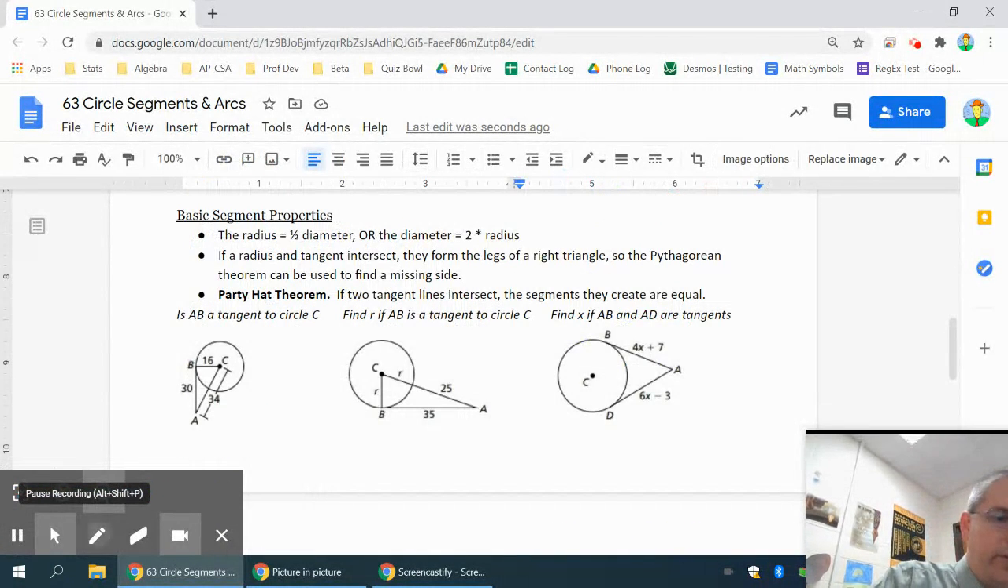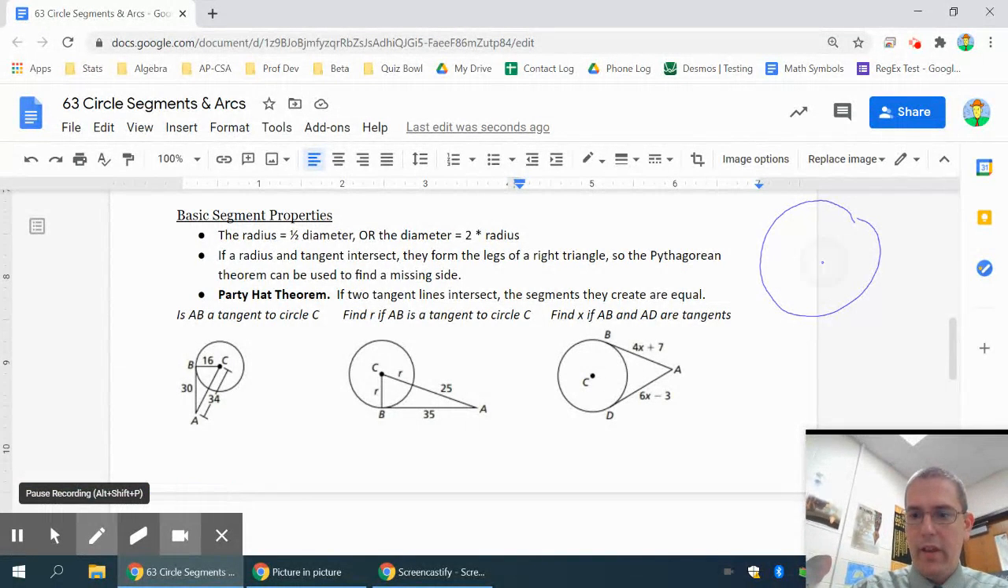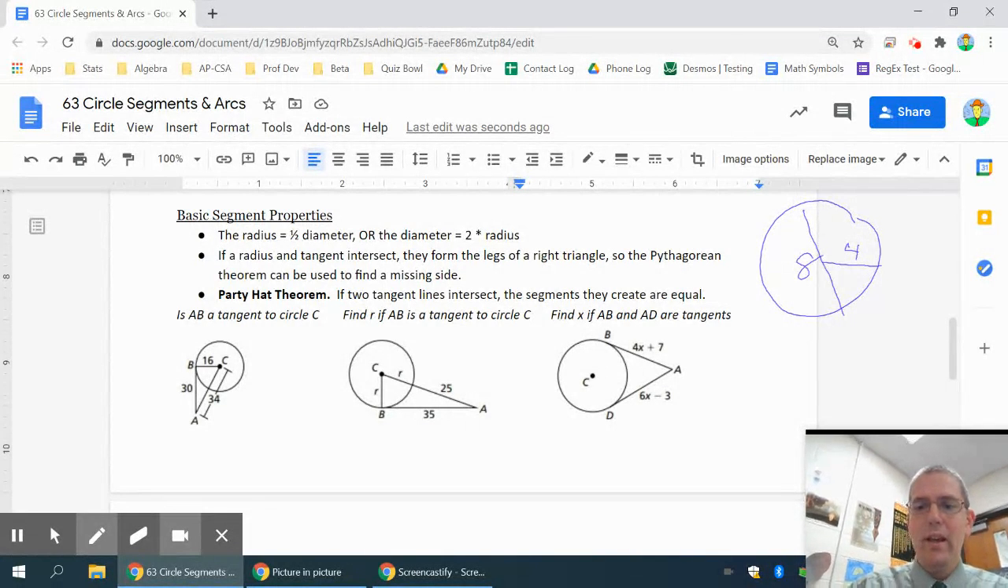Now, it's important to consider some of these circle properties. First of all, the radius is half the diameter. You've probably used that one before. So, for example, if I had a circle like this and they told me my radius was 4, that means if I had a diameter of the same circle, it would have to be 8. It's also true that any two radii of the same circle are equal. So basically, this half of that diameter is 4, this half is 4, so the whole thing is 8.